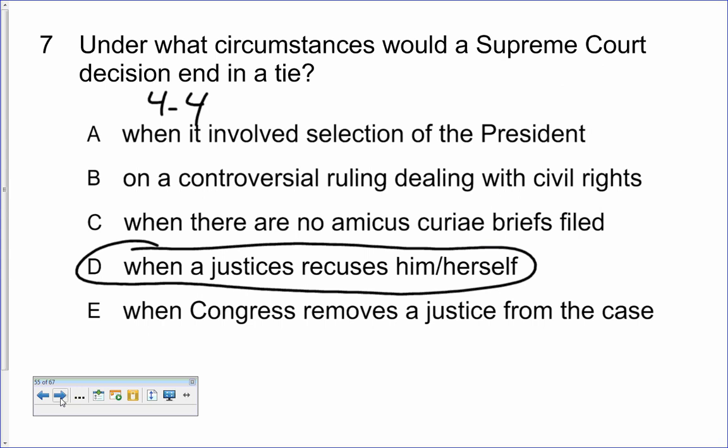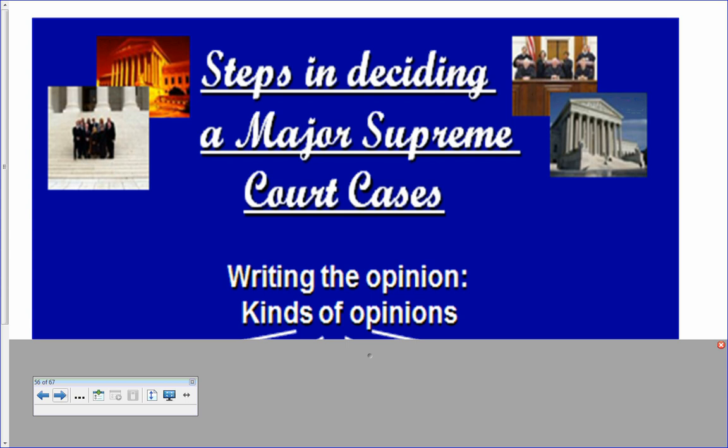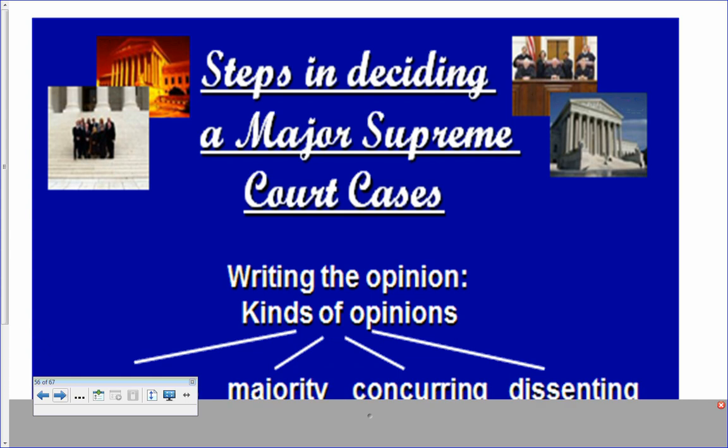U.S. versus Nixon was another one. It was 7-1, and William Rehnquist, former Chief Justice, but at the time he was a newly appointed Associate Justice, he sat that case out because, take a wild guess who appointed him to the Supreme Court. Politicking everywhere. So now we have the different types of opinions.